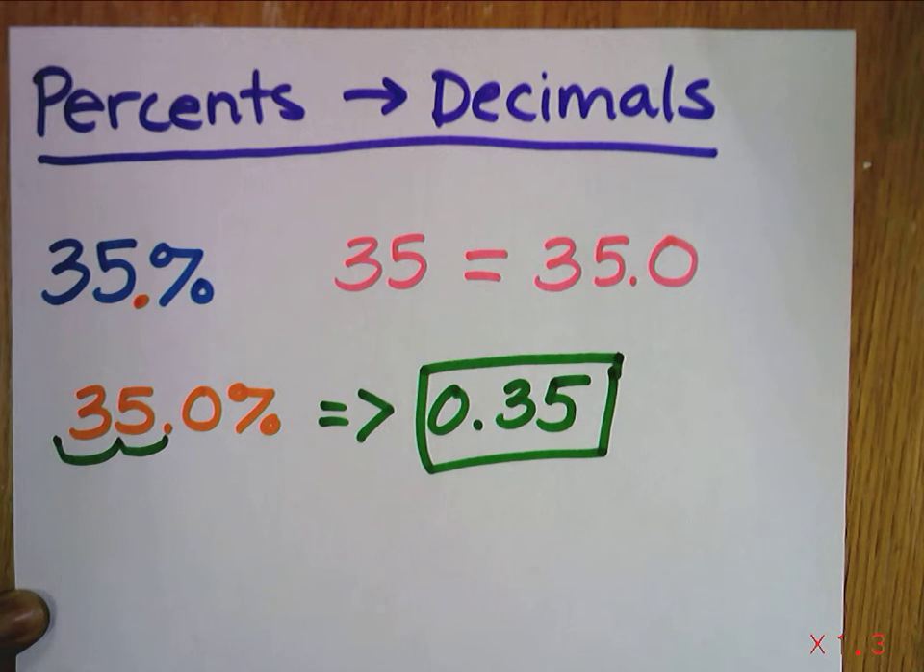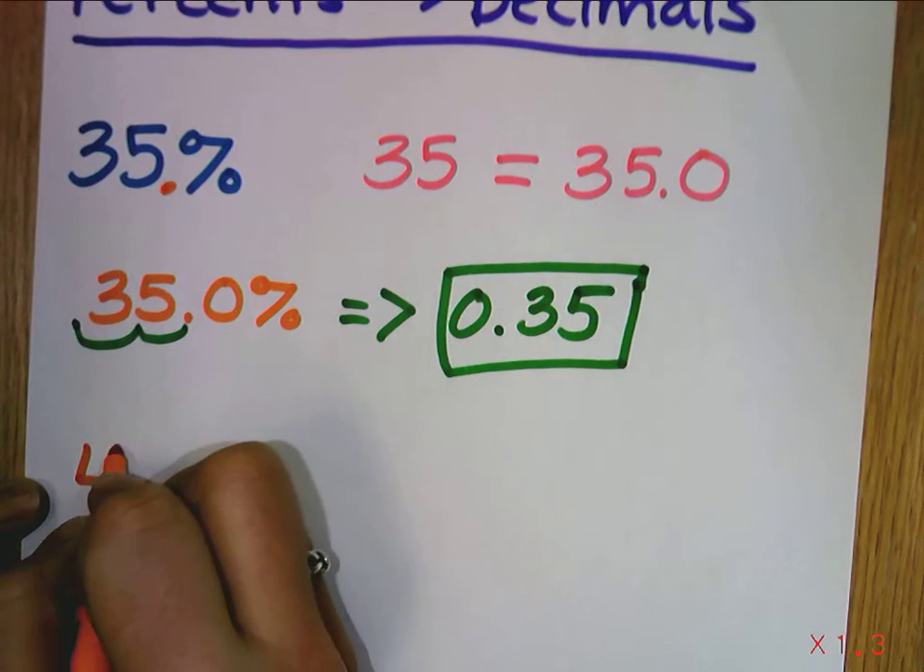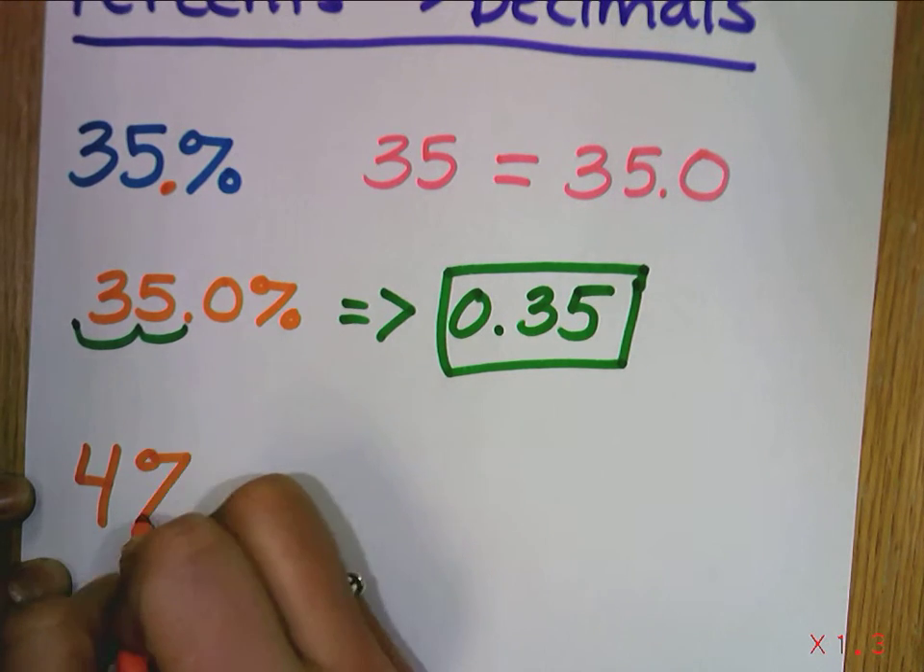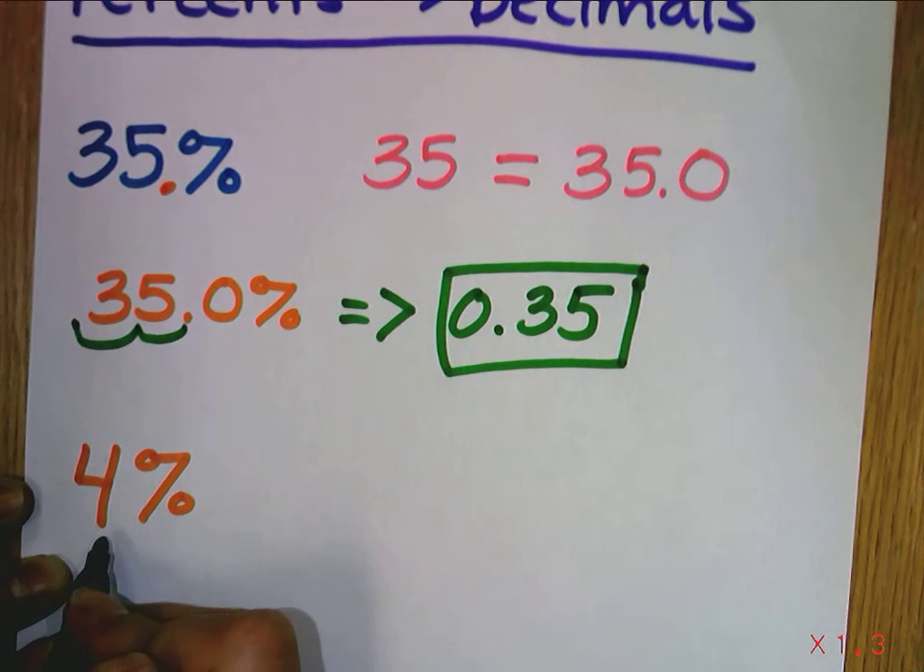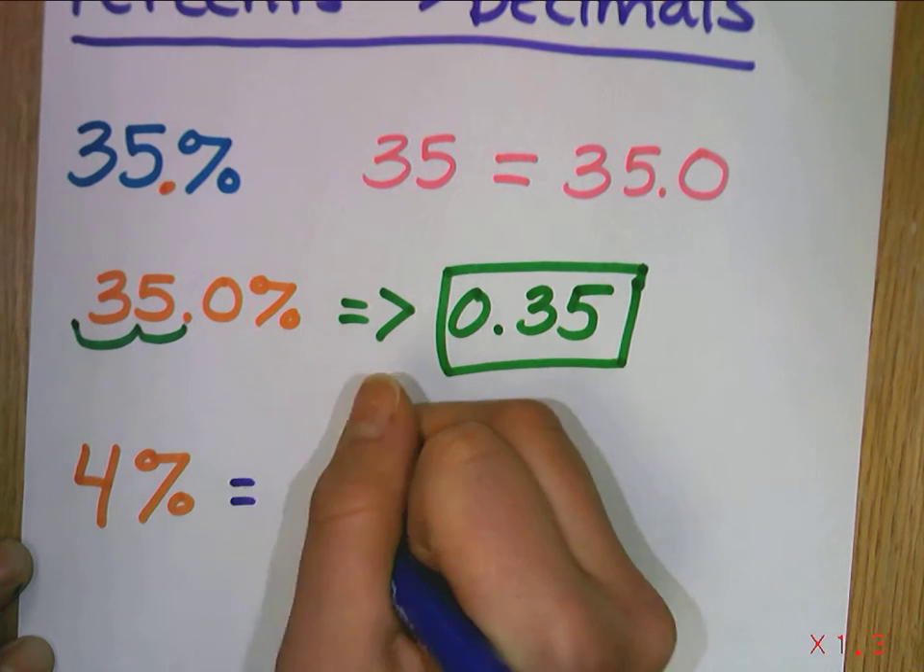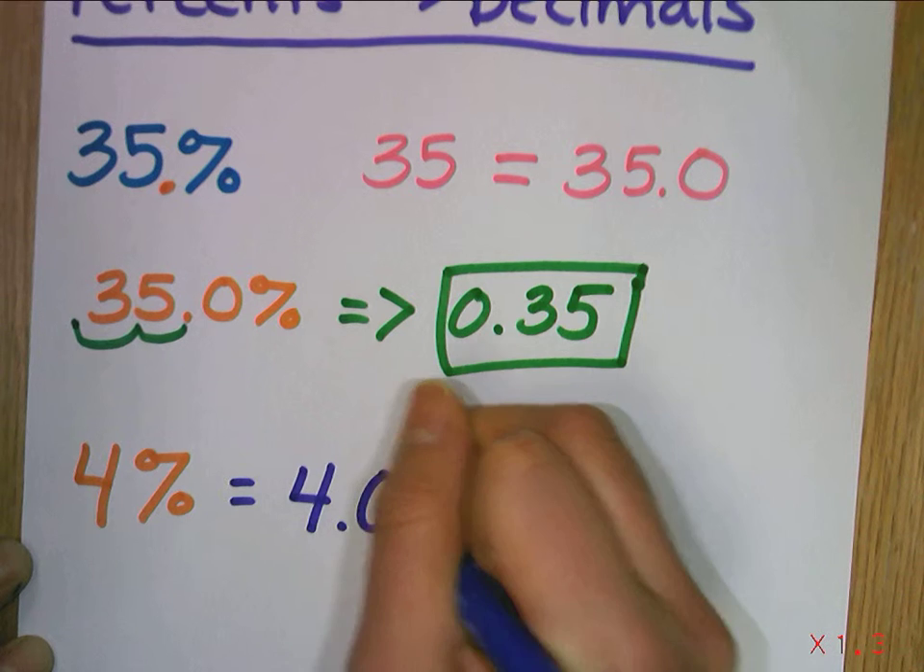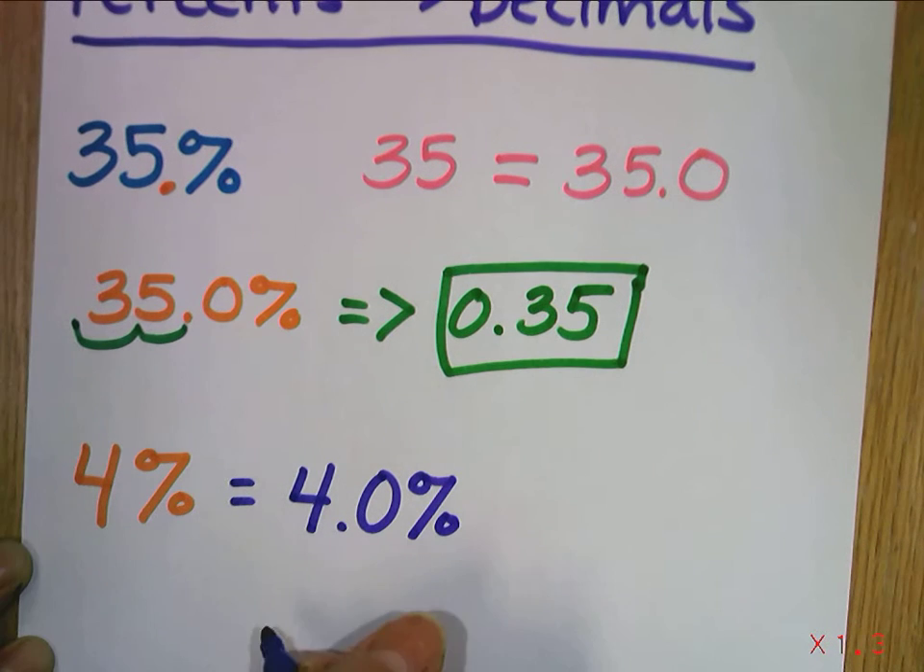But what happens if we have a number like 4%? All we need to do is use a 0 as a placeholder for the number that is missing. So, 4%, I need to picture where the decimal point is in this percentage. And I know that 4% and 4.0% are equal.